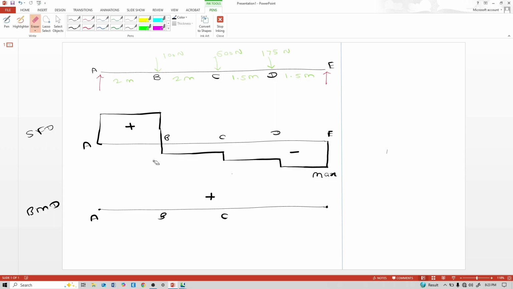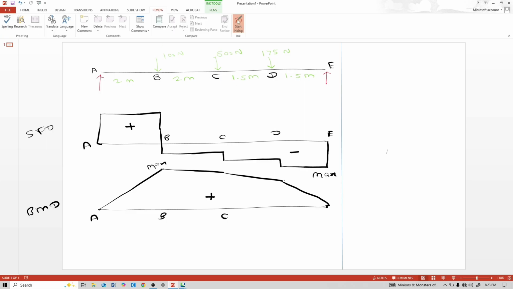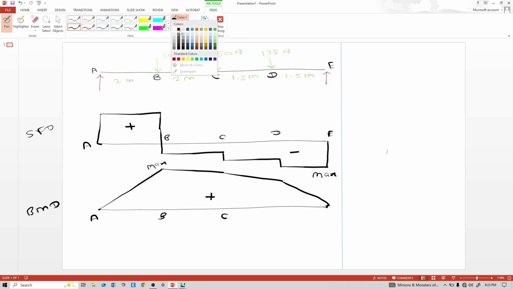Because shear is 0 here. When shear is 0, then the bending moment is maximum. Preliminarily we only judge it. Now after that we will calculate exact values. Here like this, like this, like this, and this. This is positive, and here at point B it is maximum. Now calculate whether our judgment is correct or not.